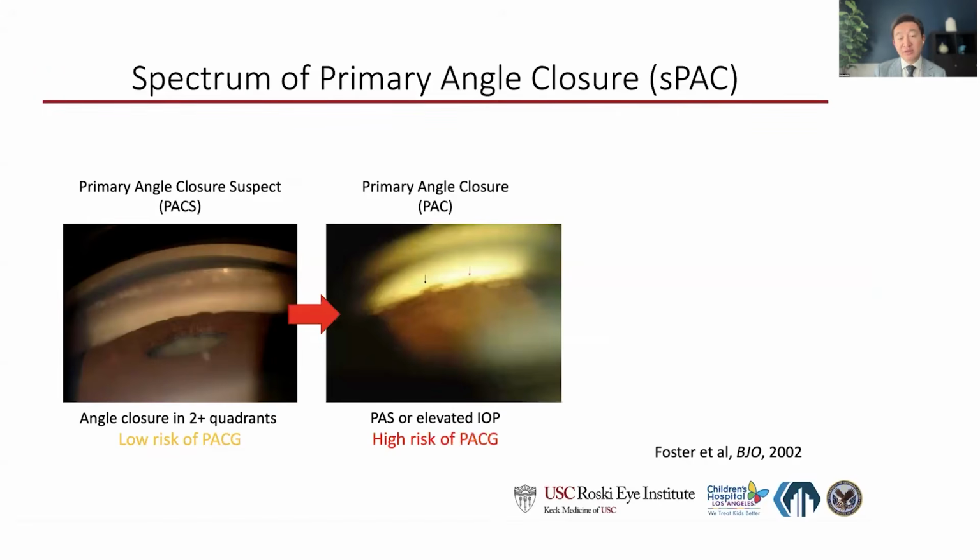Next is primary angle closure, in which there is gonioscopic angle closure in 2 or more quadrants, in addition to the presence of PAS, or elevated intraocular pressure, typically defined as over 21 millimeters of mercury, and this is thought to be a high-risk state for PACG.